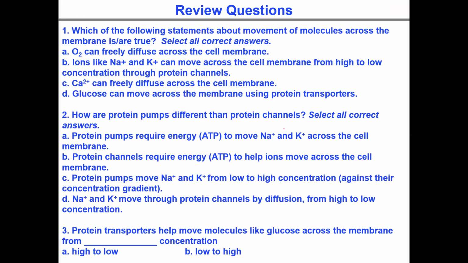All right, and just like that, that is going to conclude our lecture on the cell membrane and the different types of pumps. So again, go ahead and take a couple seconds to answer questions 1, 2, and 3.